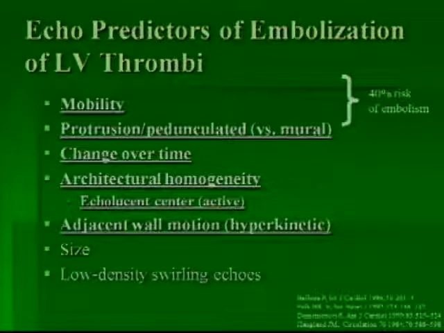40% of embolic risk, in fact, can be explained, at least in some series, by mobility and the shape, if you will, seen on echocardiography.